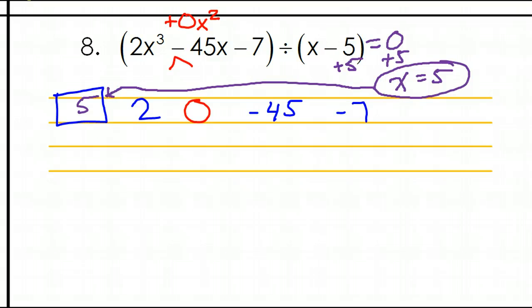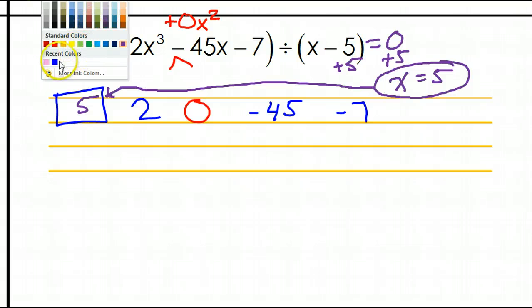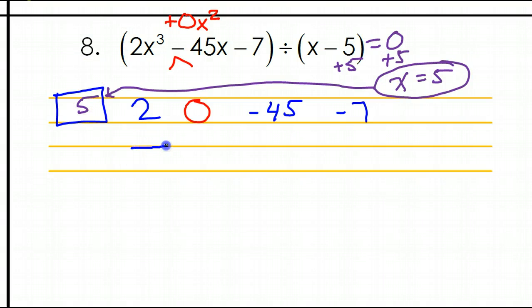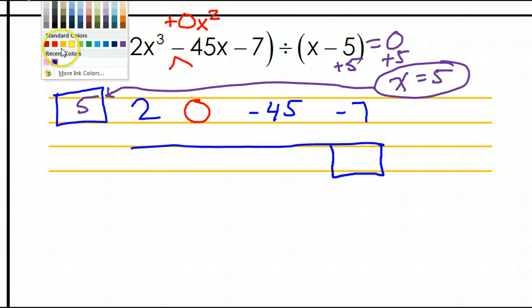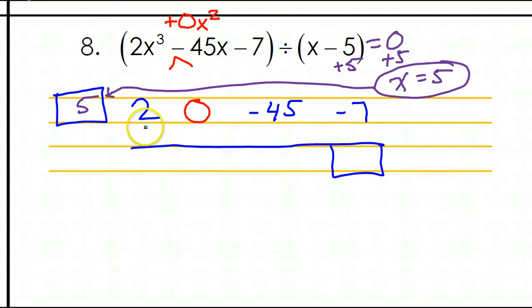Okay, can I get some lines? So put a line right here. The last column will be for your remainder, so put that aside. Okay, let's do this, people.